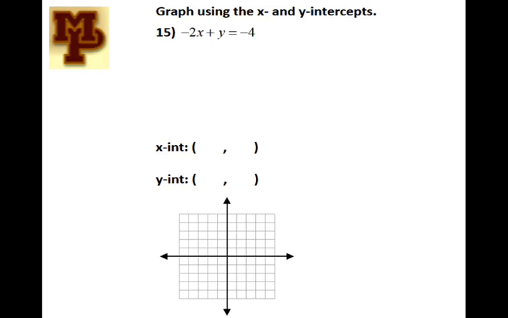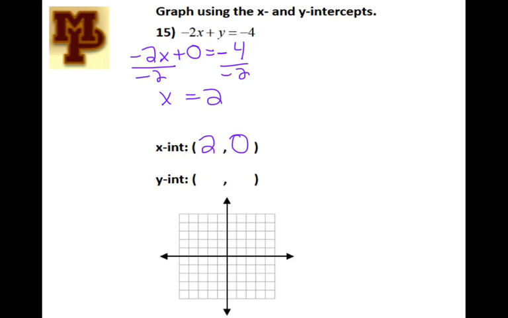So, x-intercept. For the x-intercept, you're going to plug in a 0 for the y. So we're going to go negative 2x, and we're going to put in a 0 for the y. And so we get negative 4 over there. So we're going to solve for x. So now we can divide by negative 2 on both sides. So x equals 2, so that's going to be 2 comma 0.